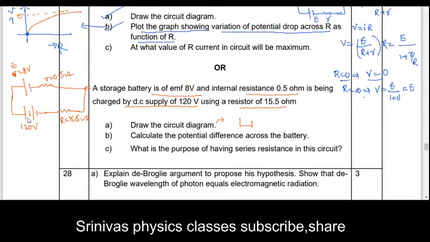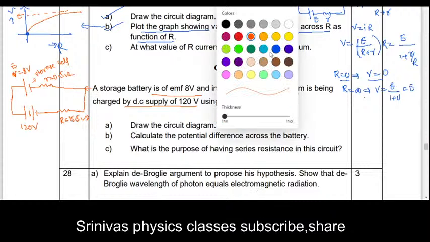What do we have to do? This is the storage cell, 8 volts, internal resistance 0.5 ohm, being charged by the DC supply of 120 volts through a resistance of 15.5 ohm. This is the circuit diagram. Let us go for the solution.